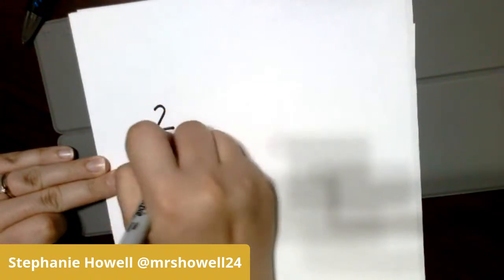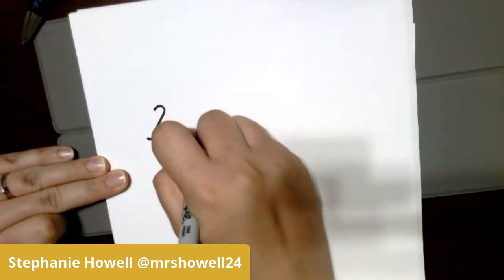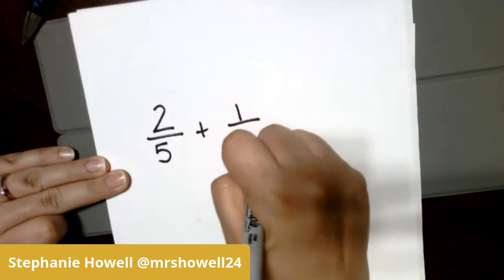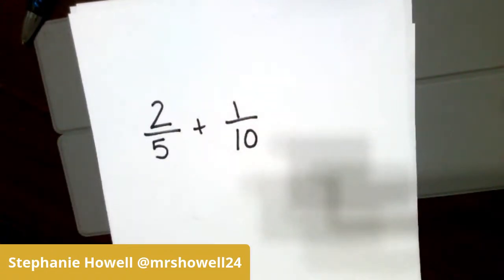So I've got my paper. The students will have all their fun little markers. I don't really have too many fun markers. These are more like pens, so it's going to be a little hard. Actually, I'm going to use a Sharpie. So I've got 2/5 plus 1/10. That's my paper number 1.